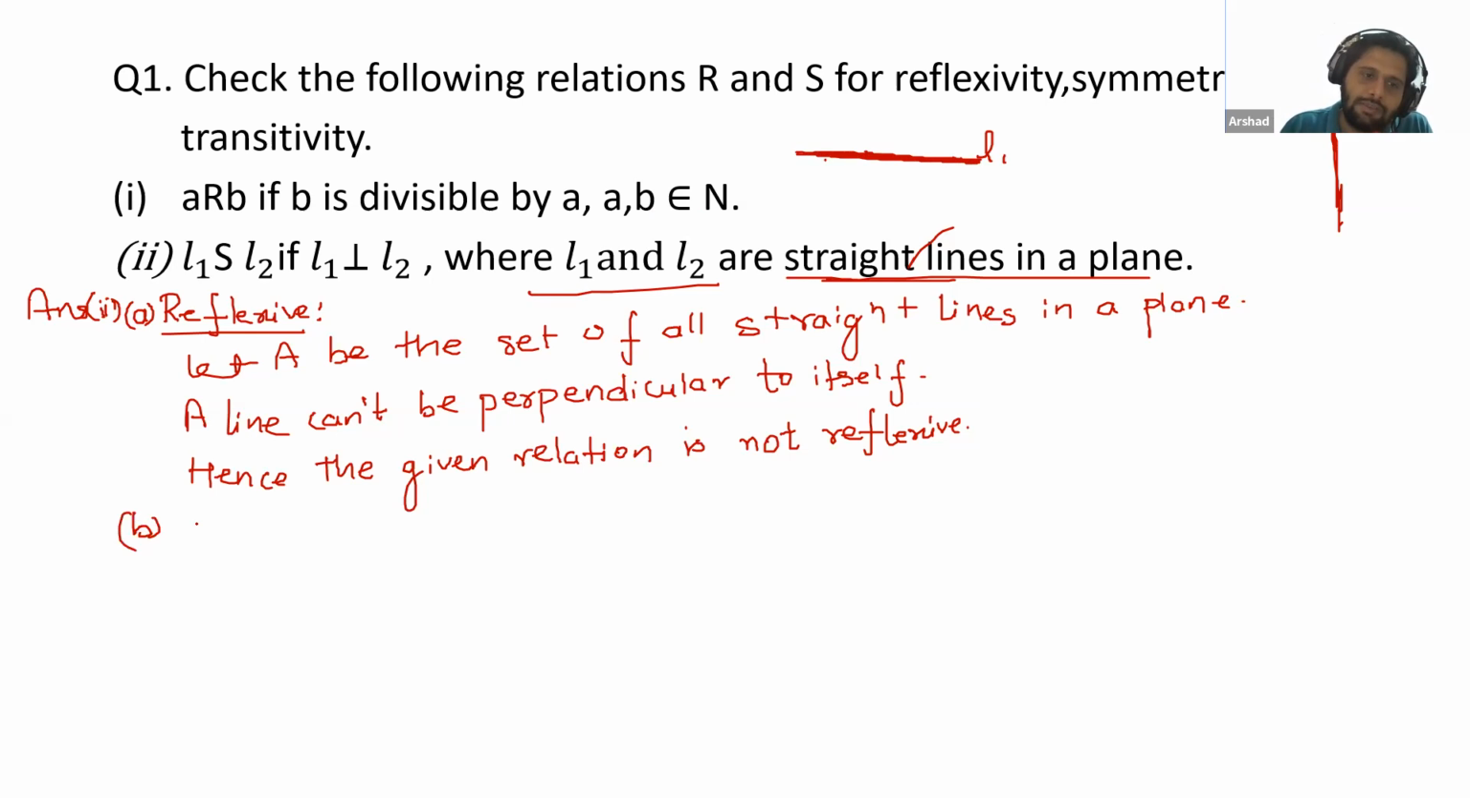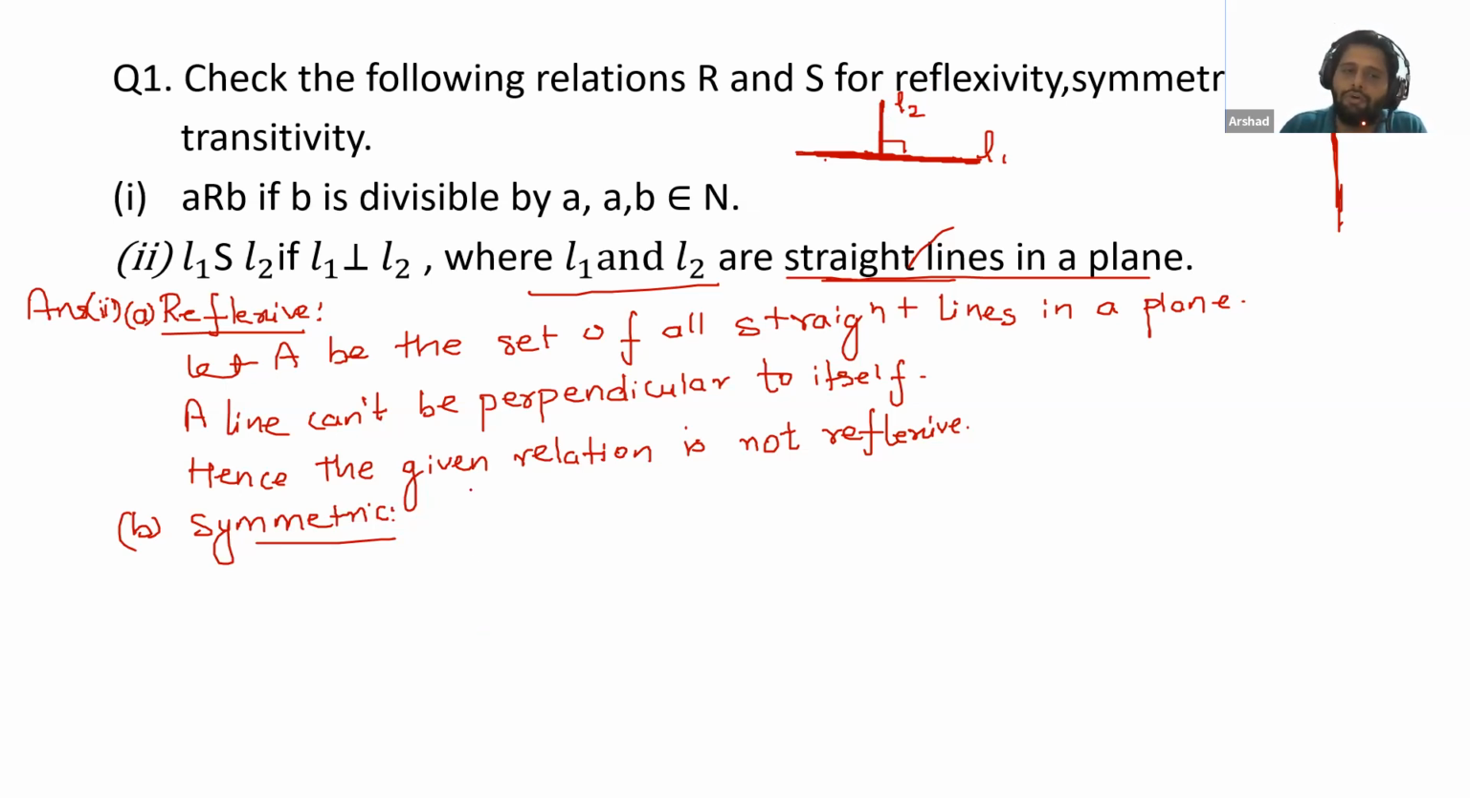Next, we will start with symmetric. We will do the same thing which we did in the previous question. We know that this is symmetric. Before starting the question, you need to analyze it and check whether this is symmetric or not, then we will start proving the question. We have these two lines, L1 and L2. If L1 is perpendicular to L2, then L2 is also perpendicular to L1. So that means this is symmetric. Yes, sir, this is correct.